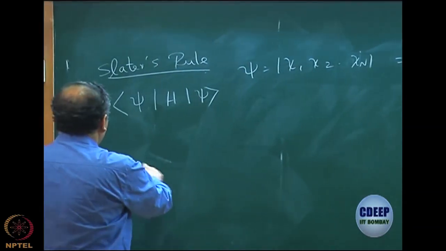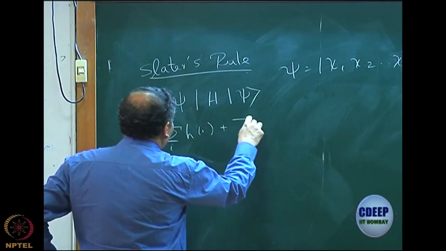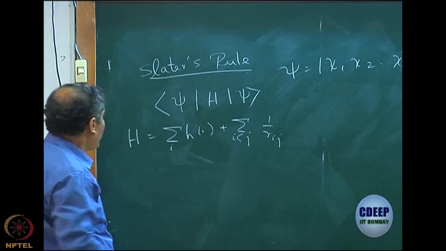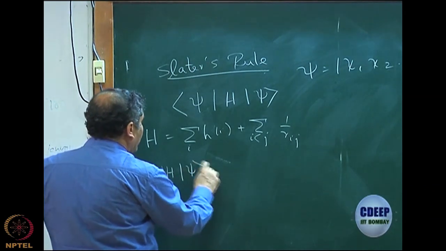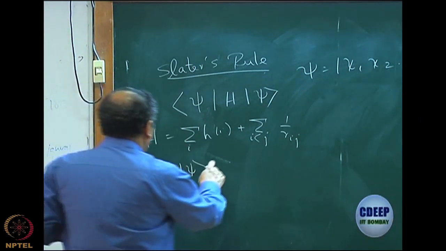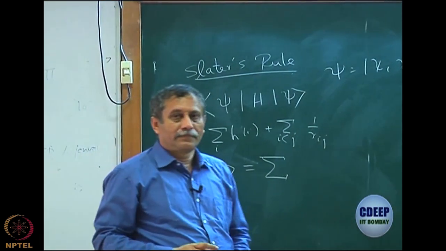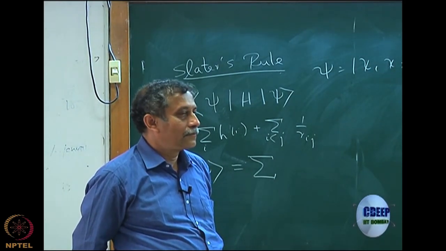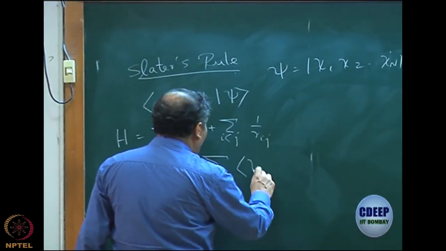I wrote down the Hamiltonian, which was the sum over h of i plus 1 by r i j. Okay. So, our matrix element was, now you add, this was the matrix A, A point 1 and A point 2, A point 1 plus A point 2. So, can you tell the first term? Summation i, chi i h chi i, right? That is the first term.